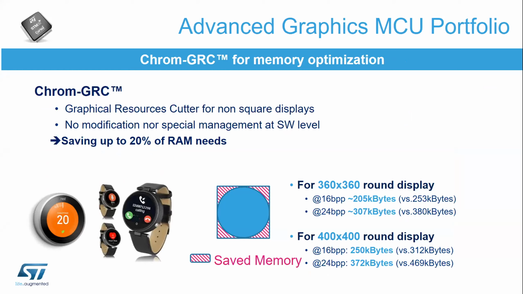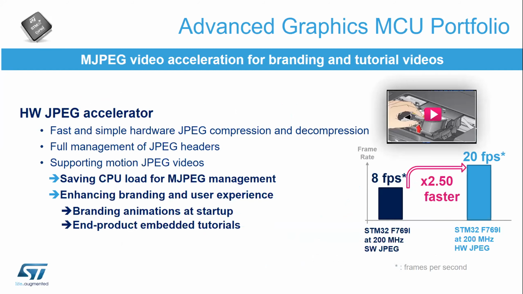Another IP is the Chrom-GRC, which is a memory optimization IP, allowing you to save up to 20% of the needed SRAM when dealing with a round display. And so you are only storing in RAM the useful pixel data you need. The third IP we are embedding in our products is a hardware JPEG accelerator, allowing you to add to your graphic interfaces motion JPEG videos, for startup branding videos, but also to add some tutorials to your graphical user interface.